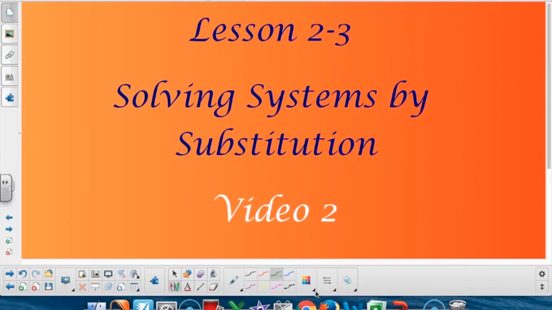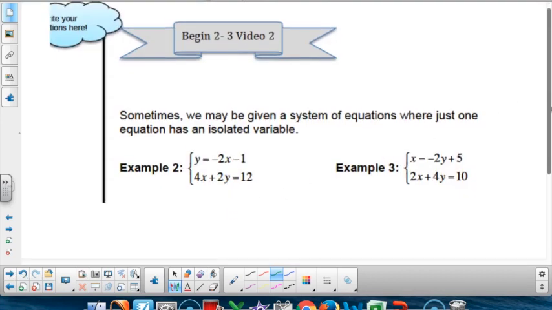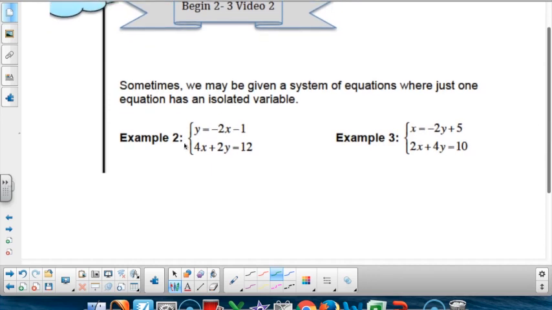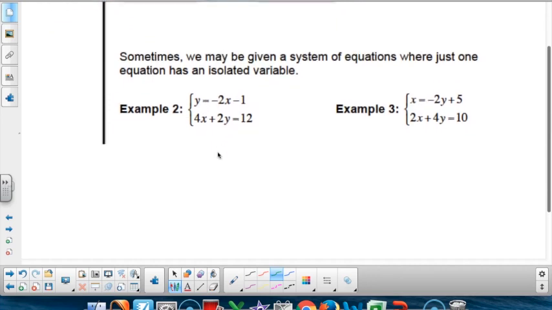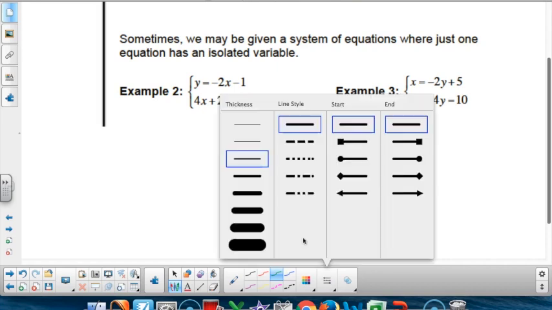You guys should know by now that problems are not going to stay as easy as the ones we did in video 1. You're not always going to be given an equation that's already solved for both variables so that you basically just get to set them equal to each other. Life's just not that easy. So here we're going to do some examples where one of our equations has a variable isolated, but the other one doesn't. So it's still just a matter of substitution.